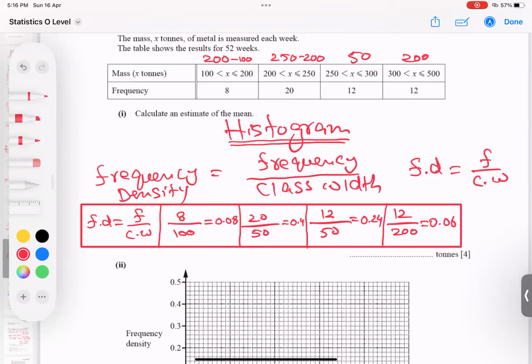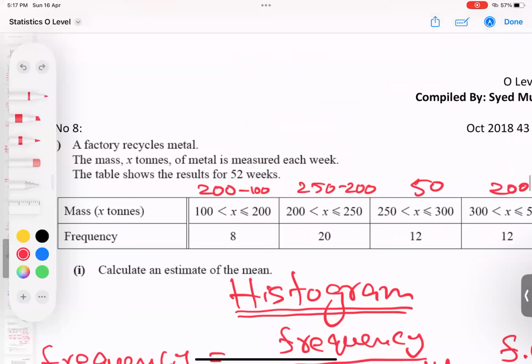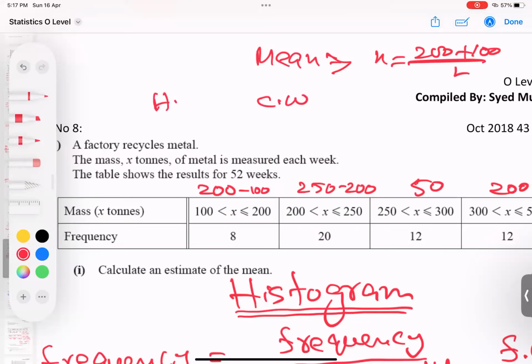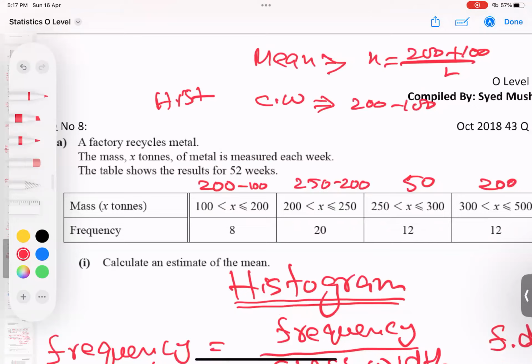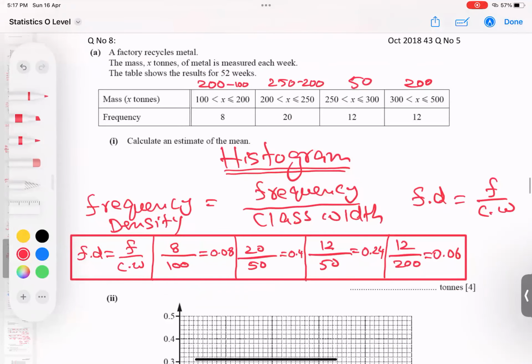Alhamdulillah. So F is for frequency, and the class width is the gap between these numbers. Some students by mistake apply the mean concept: add them, divide by 2. No, no, wrong. That is called mean. In the mean formula, we find X by adding them and dividing by 2. But in class width, in a histogram, what we do, students, is 200 minus 100. So there's a clear difference. I know students confuse these two things, but I hope you got a clear picture.